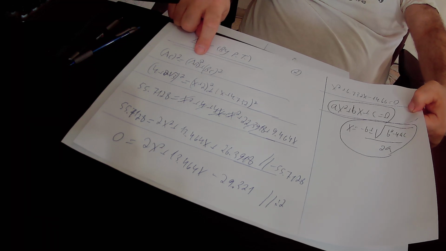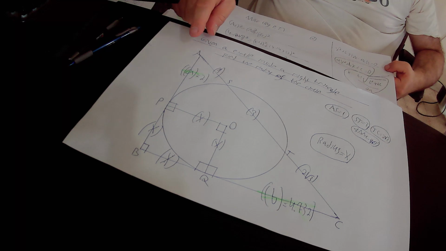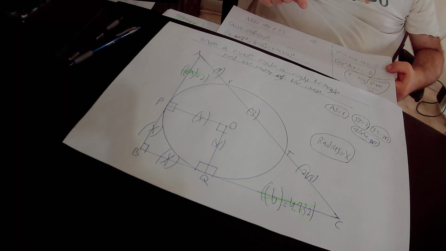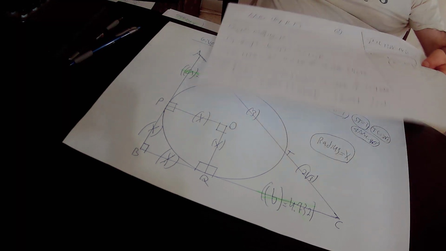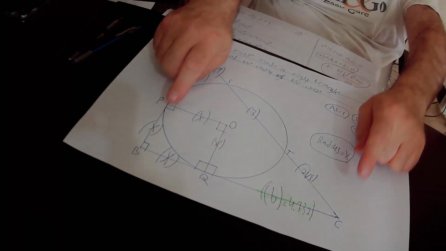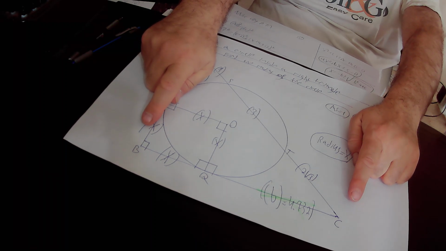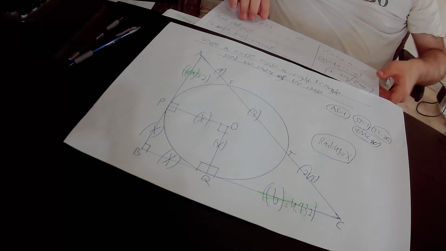And it is equal to AB squared plus BC squared. AB is x plus 2, therefore AB squared is (x plus 2) squared. BC is x plus 4.732, therefore BC squared equals (x plus 4.732) squared.